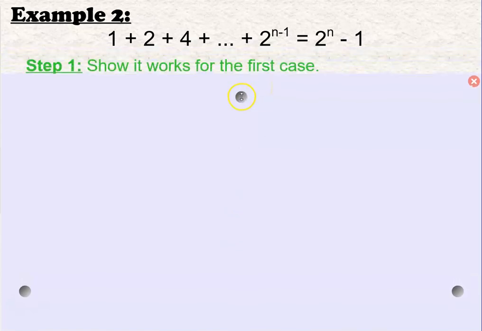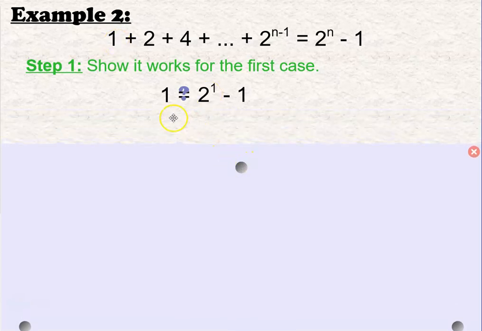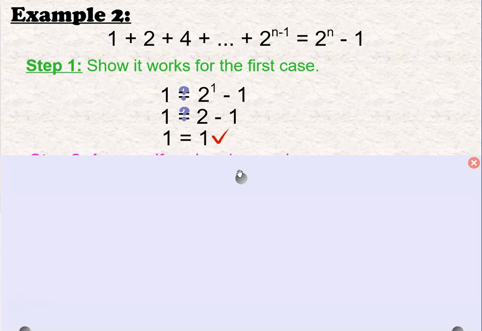Remember, step 1, we have to show it works for the first case. Now, this right here is the first case. My first term is 1. And I've got to show that this number 1 right here can be determined using this generator over here. So is 1 equal to 2 to the first minus 1? N being the first term, my first term being 1. Well, yes it is. We can do the math. Is 1 equal to 2 minus 1? Is 1 equal to 1? Yes it is. First term, pretty easy.